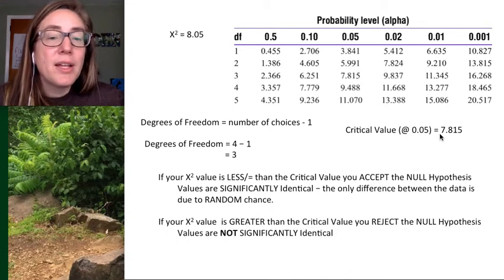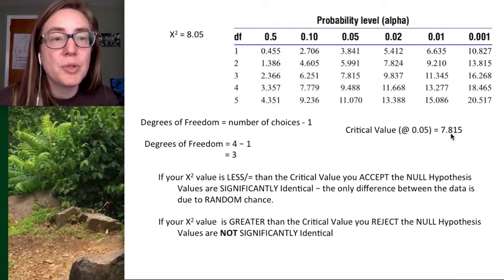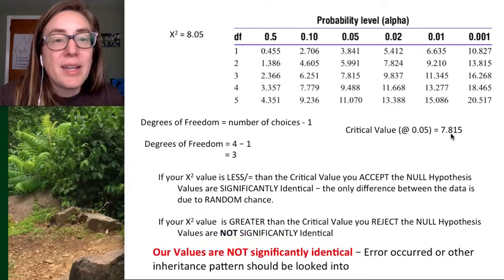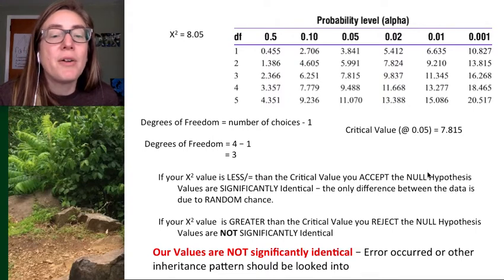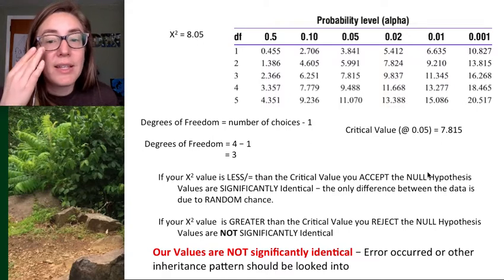If your chi-squared value is greater than the critical value, then you reject the null hypothesis and the values are not significantly identical. Or you could say that there is a significant difference between those two values. So in our case, since 8 is greater than 7.815, our values are not significantly identical, that they are significantly different.